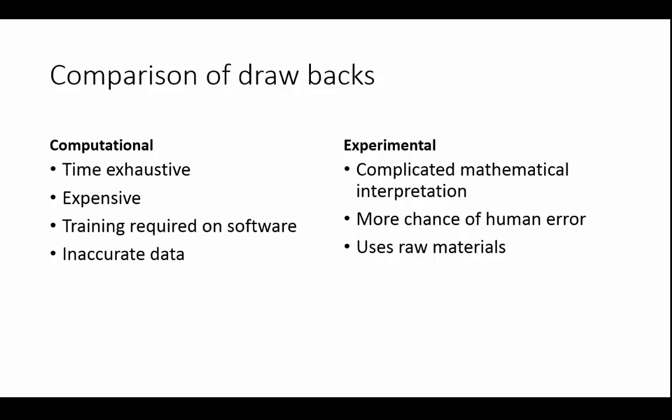Experimental methods can come with complicated mathematical interpretation, which increases the chances of human error in the calculation. There is also a chance of human error being carried out in the practical experiment, as someone could add incorrect amounts of the compound, or inconsistent amounts of the compound, which would cause less precise and less reproducible results. Experimental methods also use raw materials, which, as discussed, could have a negative environmental impact.